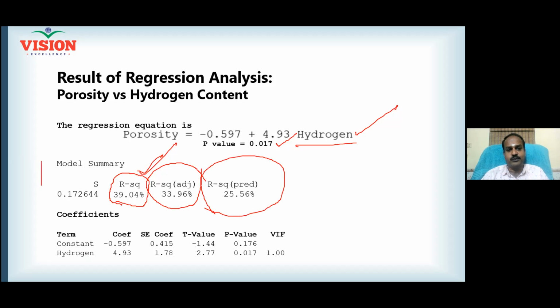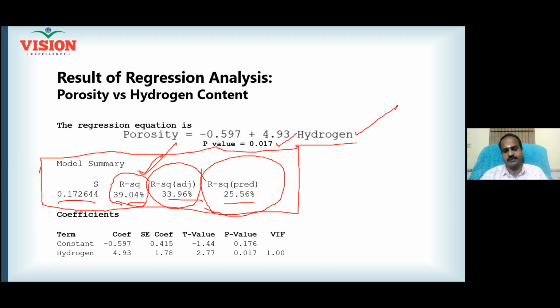But right now, if you ask me to comment about this regression equation, I will say this model is very, very weak. Why? Look at the values: 25%, 30%, 30%, and the S value is 0.17, maybe 0.17 grams. So I need to strengthen my study and make sure I get R square at least 80% and above. If the R square is 80% and above, I'm at least sure that 80% of the problem gets solved through my study.